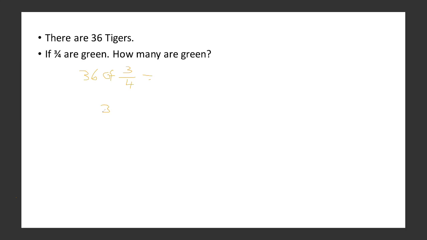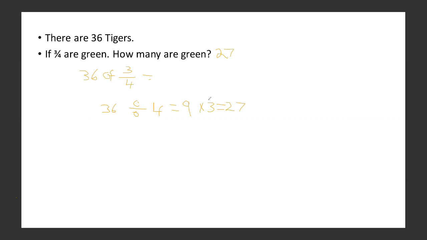So we got 36 divided by 4. Okay, so we got 9. Okay, and we got 9 times 3, because remember the top number is 3, which gave you 27. Okay, so there are 27 tigers that are green.